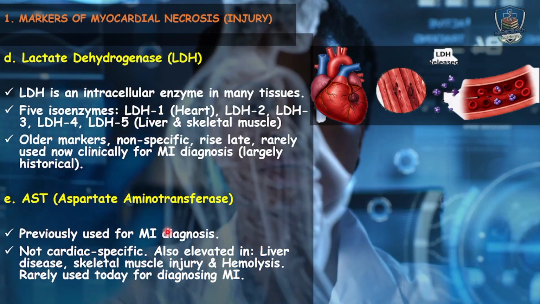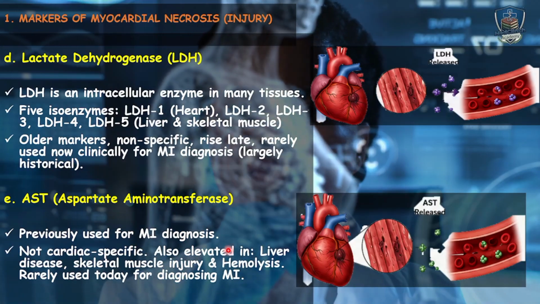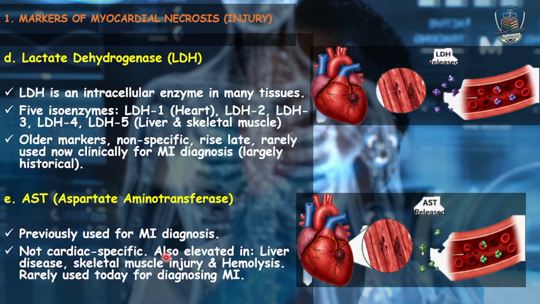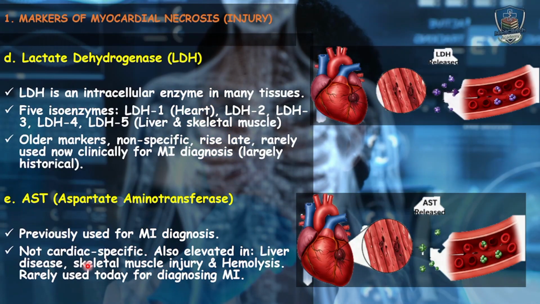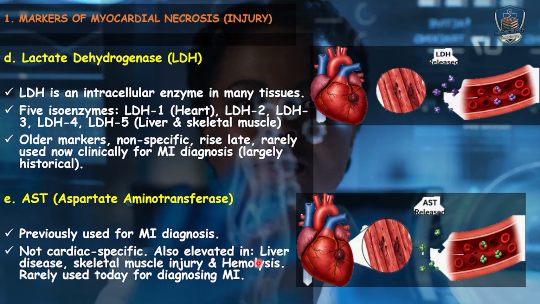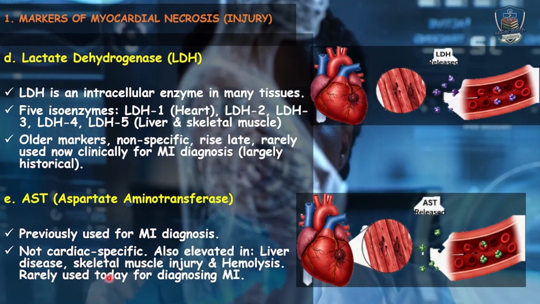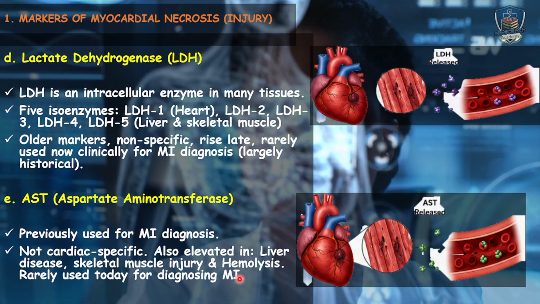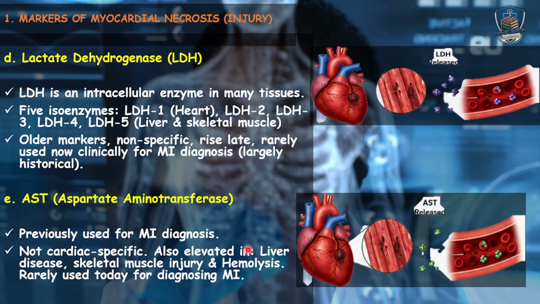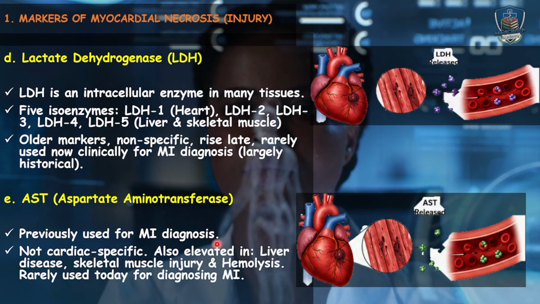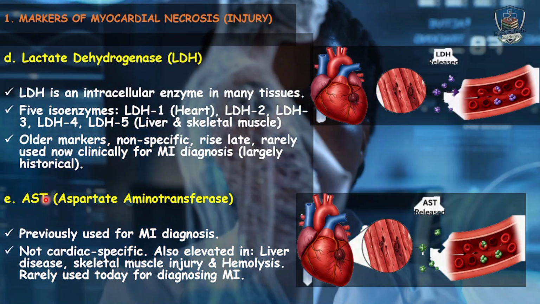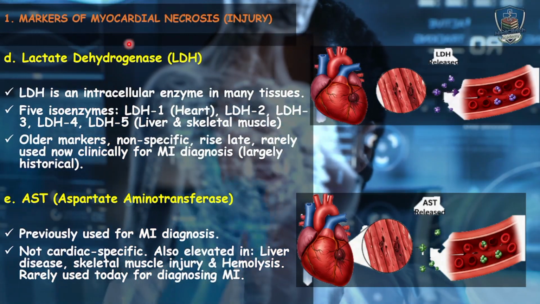This one was previously used for diagnosing MI, but nowadays we don't use it because it's not cardiac specific. It can also be elevated in liver disease, especially hepatocellular injury. It can be seen in skeletal muscle injury and in hemolysis. That being said, this one is not used in diagnosing cardiac muscle injury. If you do LFTs, it's one of the common enzymes always seen in hepatocellular injury. So these two can also be used, but they were used historically.